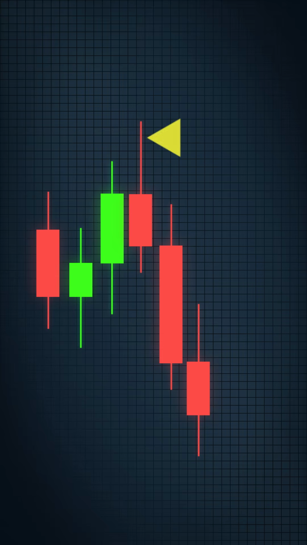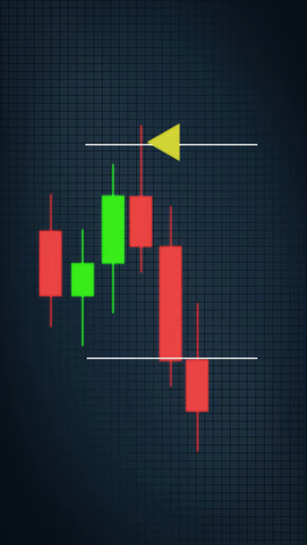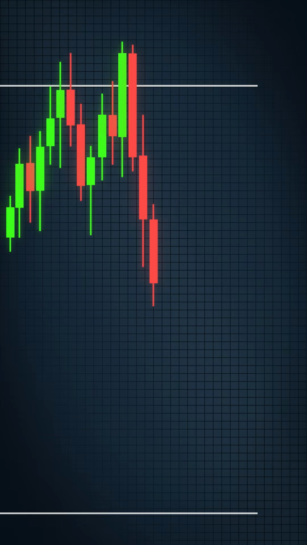Wait for the second candle to break the high or low of the first candle, and then close back inside the first candle's range. Once this happens, you can refine your entry on a lower timeframe to maximize trade precision.